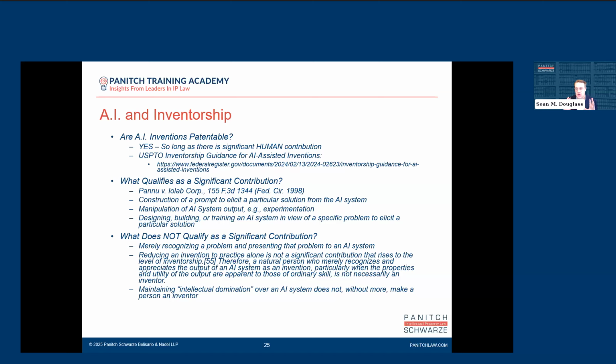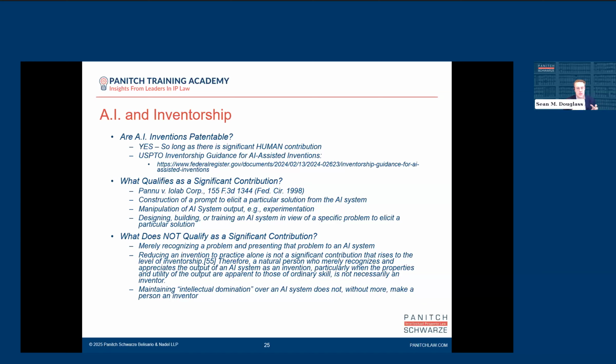So a natural person who merely recognizes and appreciates the output of an AI system as an invention, particularly when the properties and utility of the output are apparent to those with ordinary skill, is not necessarily an inventor. So again, just kind of realizing, oh, the invention that the output of that model gave me is not on the market. It's new, it's novel, but you just seeing that itself, you didn't do anything to get there, does not cross the threshold of significant contribution.